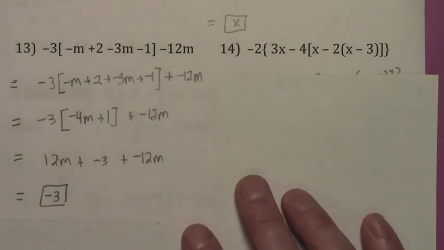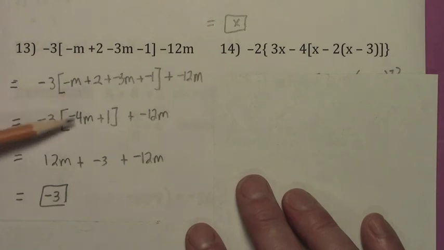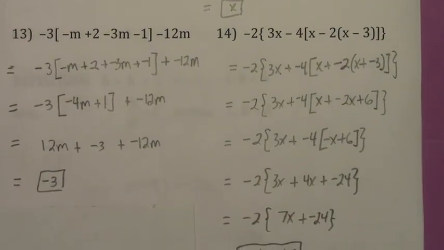Okay, the first one you should have gotten negative 3. And a good first step would have been to change all the minuses to plus a negative, right? That'd be a good first step. Combine inside the brackets. Use the distributive law carefully, and the m's cancel, I believe. Anyway, check that one. And here's the last one.